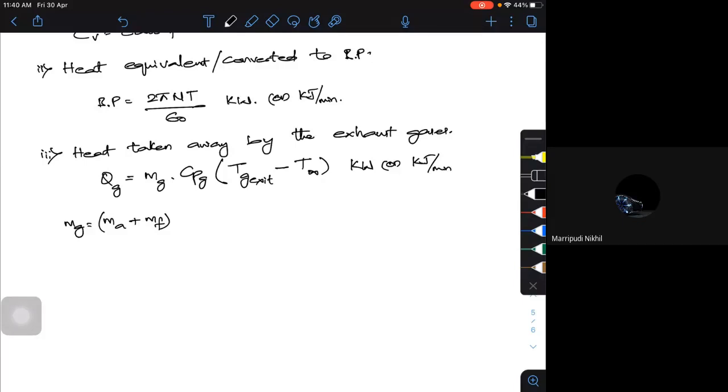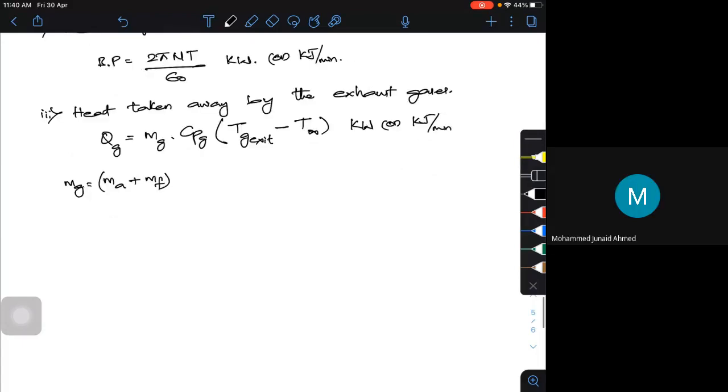You are supplying air-fuel mixture if it is an SI engine, or you are supplying air first and then fuel in a CI engine. So it is only the addition of mass of air and mass of fuel in case of any kind of engine. Okay. Now, what is the Cp of gases? Cp of gas is a specific thing.